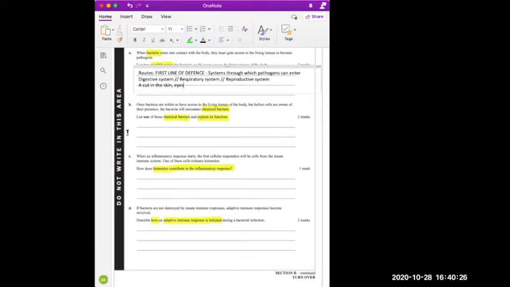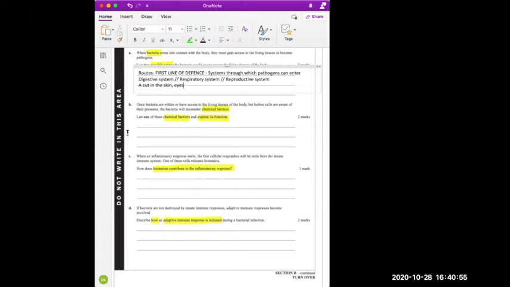Okay, so once bacteria are within or have access to living tissue in the body, but before cells are aware of their presence, bacteria will encounter chemical barriers. List one of the chemical barriers and explain its function. So you would have gone over this in the first line of defense again, where they talk about mechanical barriers and chemical barriers. Mechanical barriers are things like your skin, which is probably your main mechanical barrier, teeth, things like that.